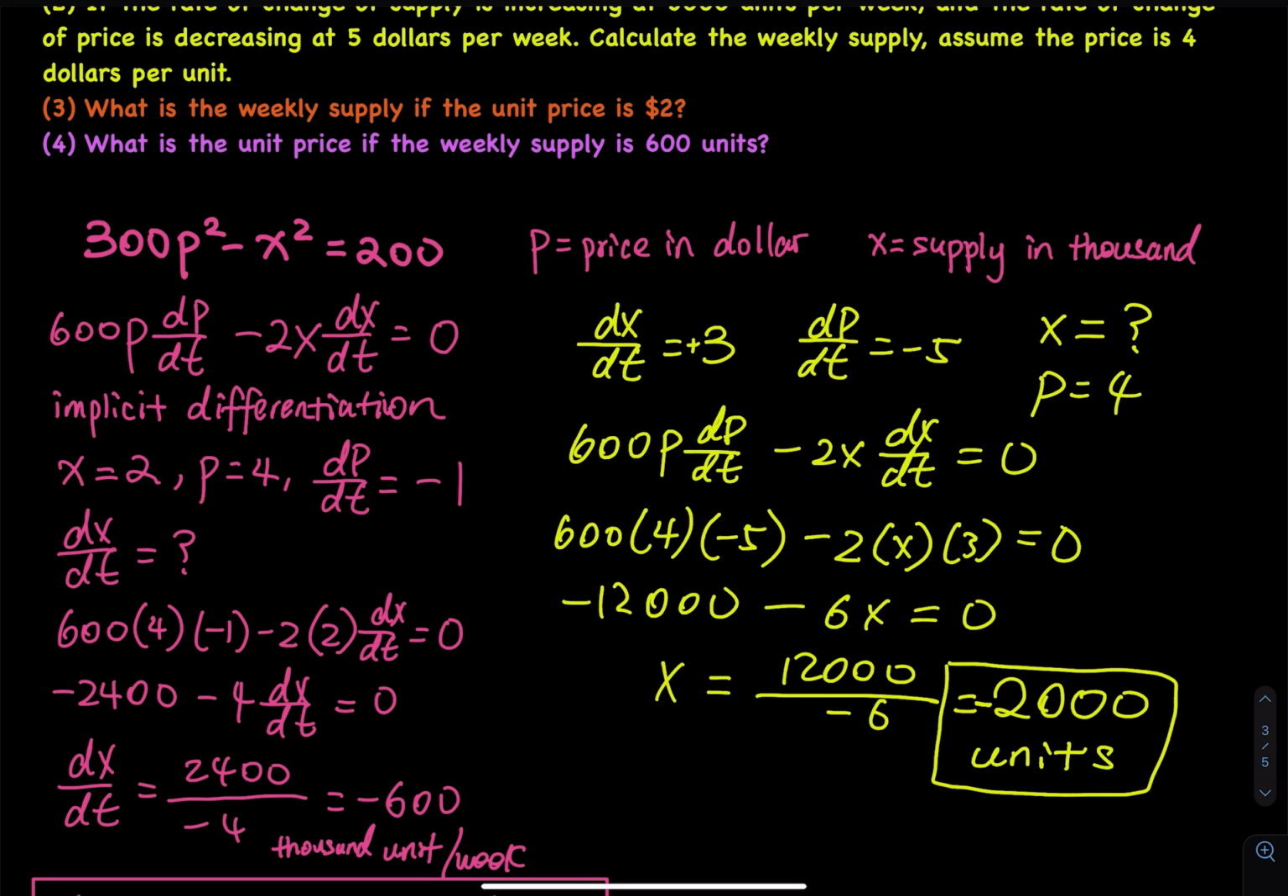I'm trying to write different case scenarios to cover every single possible problem that you might get on your homework and exam. So let's move on to number 3. Number 3 is, what is the weekly supply if the price is $2, if the unit price is 2.